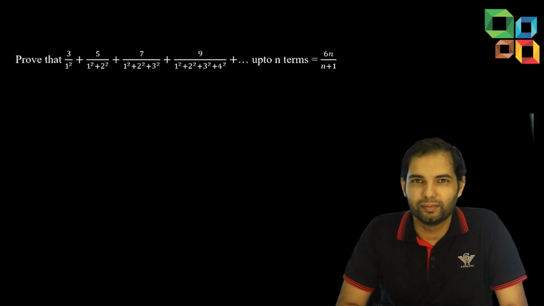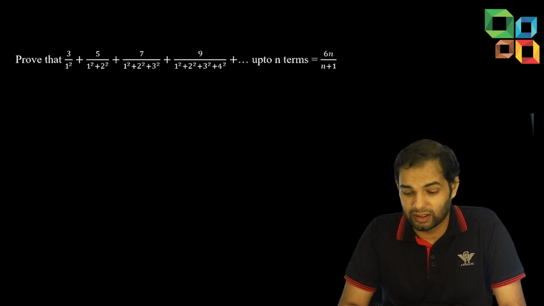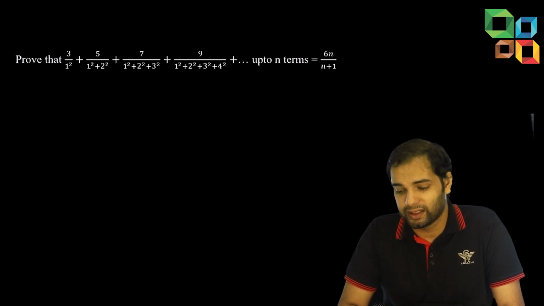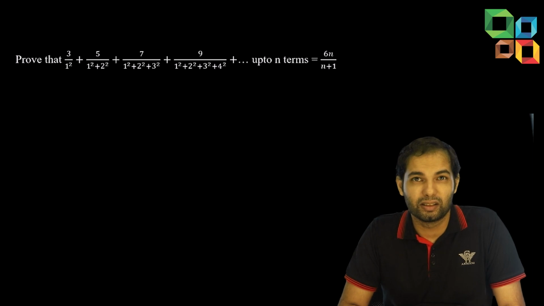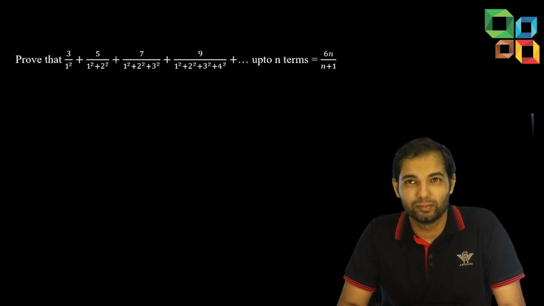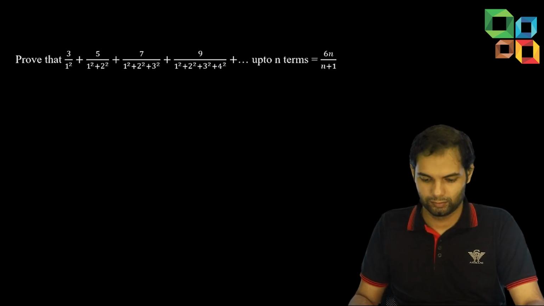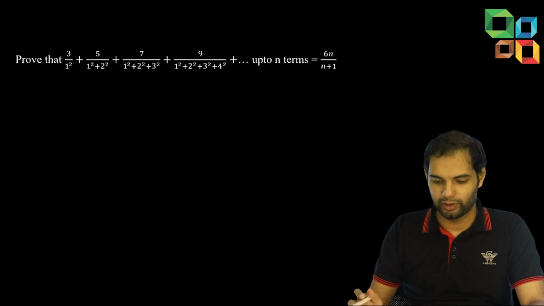The sum is already given. Prove that. Look at this, such a complicated term. It turns out the formula is just 6n by n plus 1, in the n plus 1, but not the same thing. Yeah, tell me. Let's see.